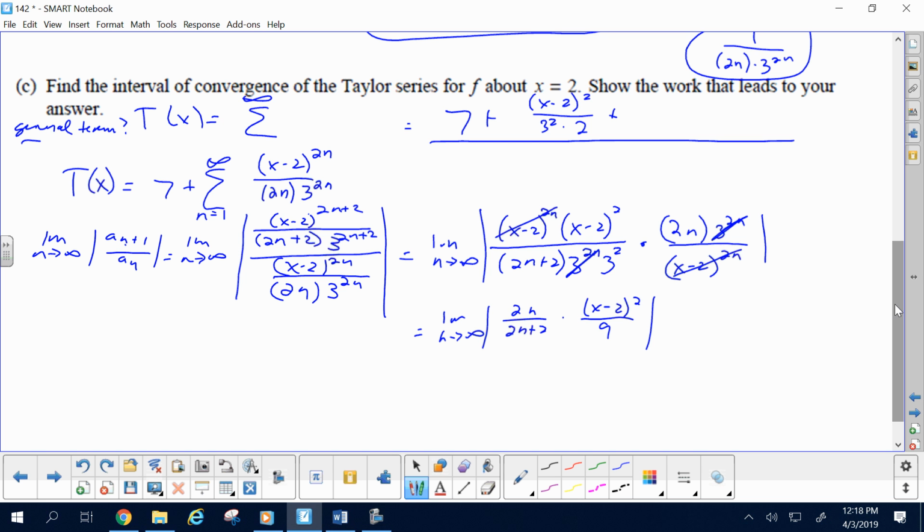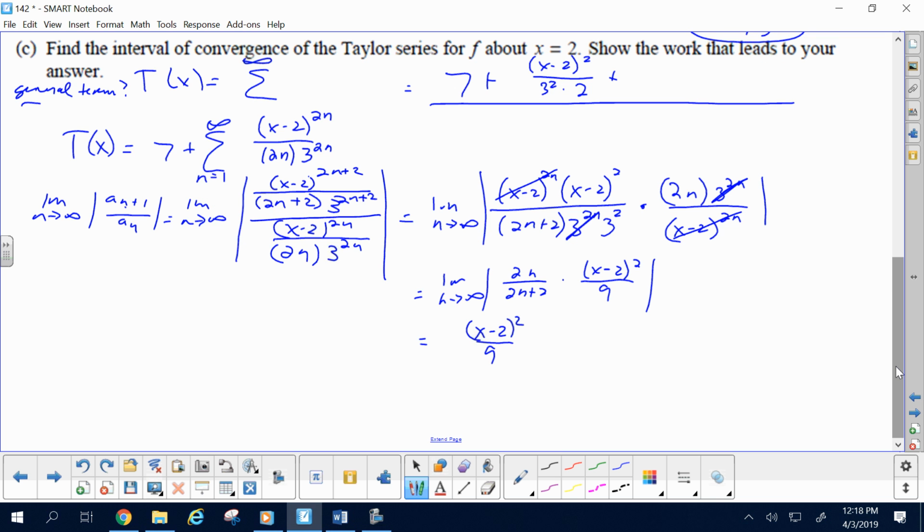Now we're ready to take the limit. We take the limit on the n-ish kind of stuff. As n goes to infinity, what does that go to? That's n behavior, so that goes to 1. And the rest of the limit then is just x minus 2 squared over 9. Now, that's the limit. Now is where we bring in the actual test, the ratio test.